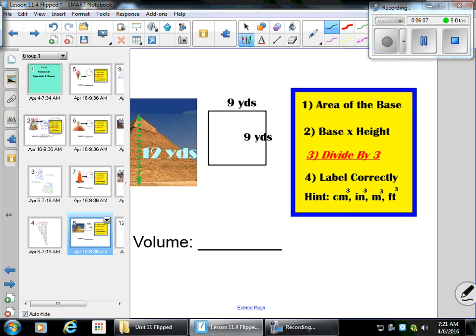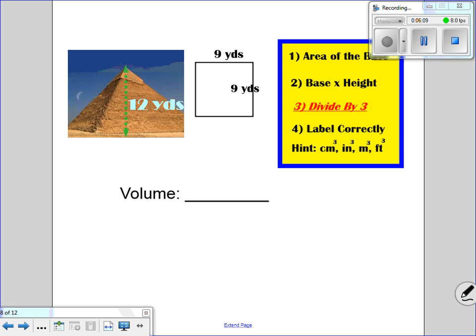How are we going to find the volume of a pyramid? So we have one right there. First of all, I have to find the area of the base, okay? Here, with the square pyramid, I don't have to do anything with 3.14, which is very convenient. So I'm just going to go 9 times 9, which gives me 81. 81's my base. Check.